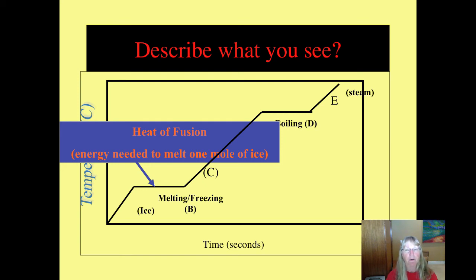The heat of fusion is just a fancy word for the amount of energy needed to melt 1 mole of ice. And the length of that segment on B is what I was referring to. It should be different than the length of segment D, but I'll show you in just a second here. So it's the energy needed to melt 1 mole of ice, or 1 mole of any solid substance into its liquid phase.